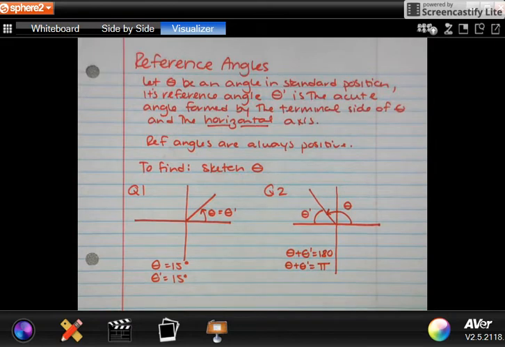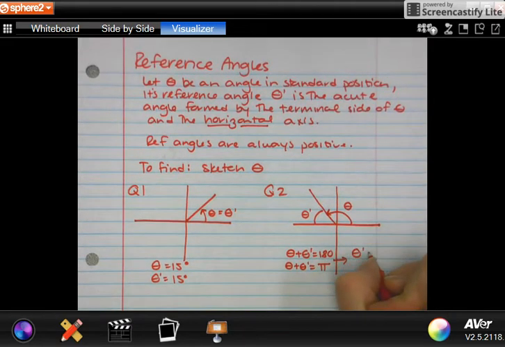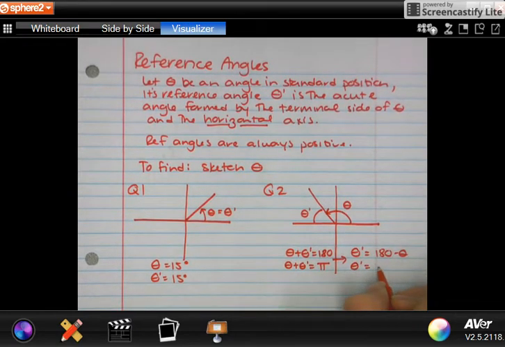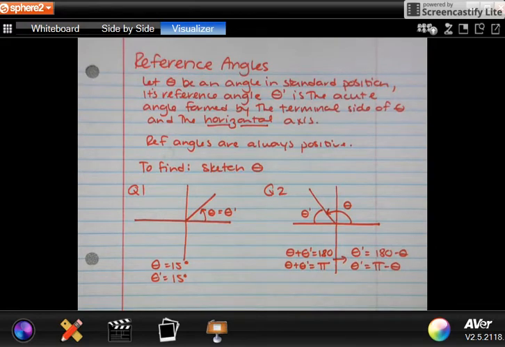Now you can use that idea to solve for theta prime, the reference angle. It would just be 180 minus the angle itself, or if we're in radians, pi minus the angle. All I did was take the idea over here and isolate the reference angle.